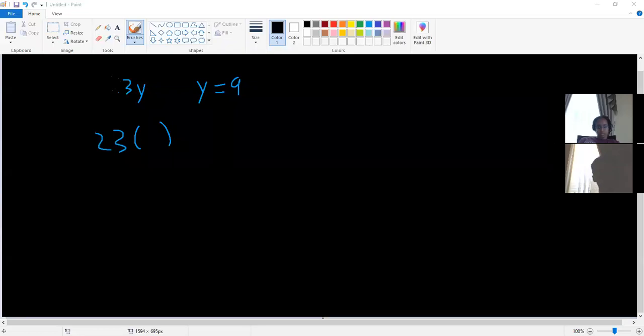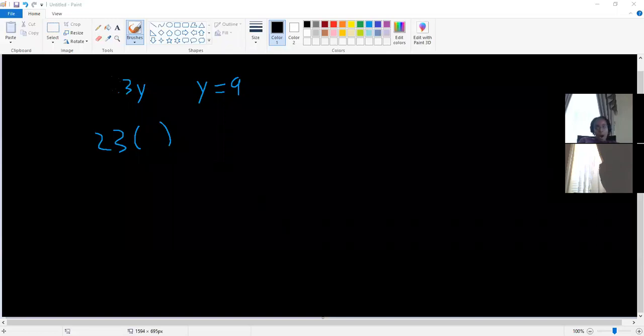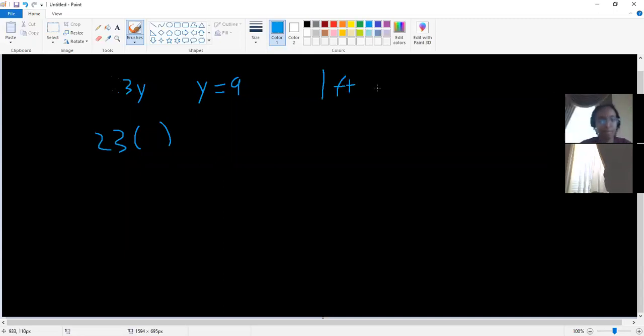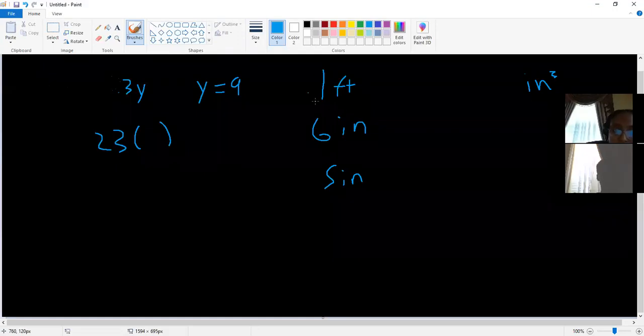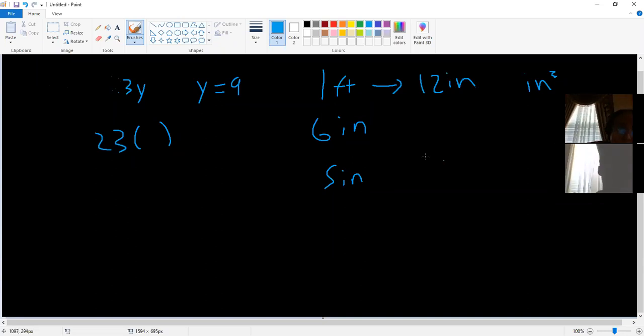Okay, so we had a wooden box, 1 foot in length, 5 inches in width, and 6 inches in height. You want to find the volume in cubic inches. So the first thing we need to do is get this feet to inches. There are 12 inches in 1 foot. The second thing we need to do is write the equation.